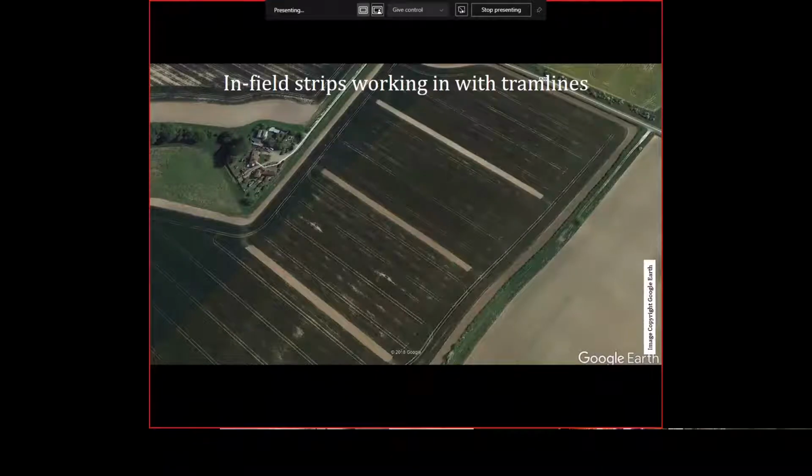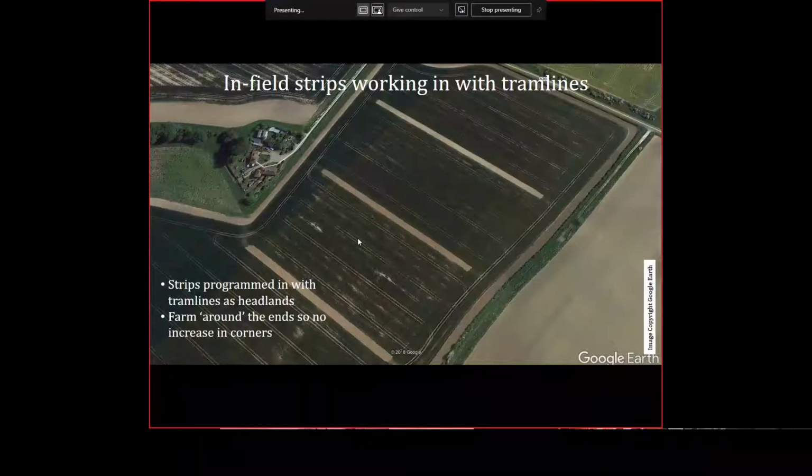So this is what the infield strips look like. This is a large field with 3 strips. You can see this has been laid out. What they've done is they've essentially set the strips as headlands in the field, and then they've drilled off them and set the tram lines from them. So it isn't difficult with modern farming equipment and GPS to do this. So this works perfectly well with this farming system, and you can see they're farming around the ends. The tram lines go around the ends, so it's no extra encumbrance on the farming system.